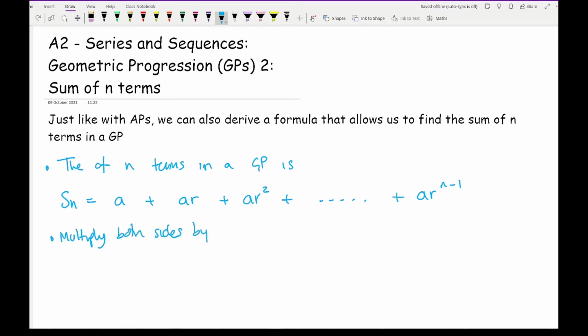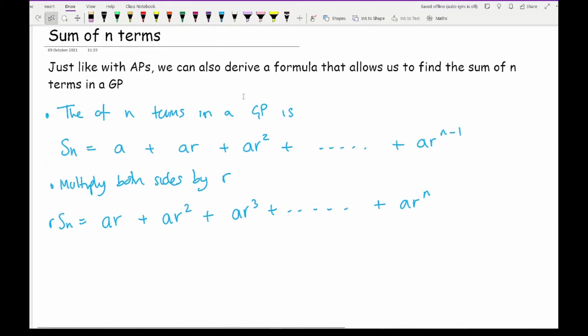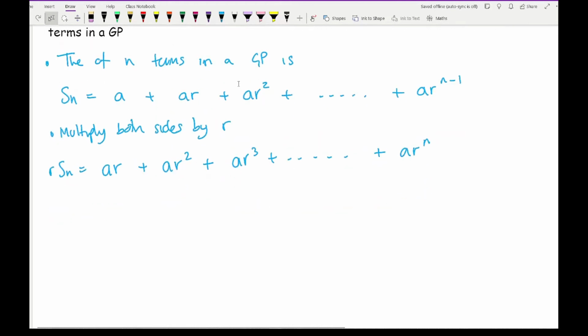by r, then I'm going to end up with r times Sn equals my first term times r, which is ar. The second term multiplied by r is going to be ar squared. The third term is going to be ar cubed, and that's going to go all the way to my last term, which, ar to the power of n minus 1 times r, is simply going to be ar to the power of n.